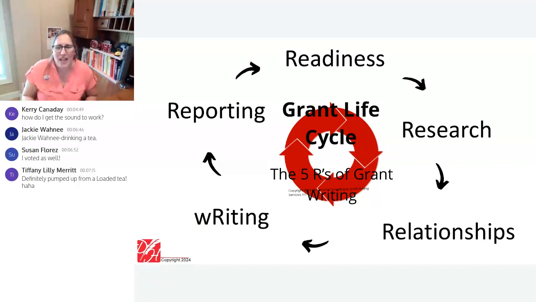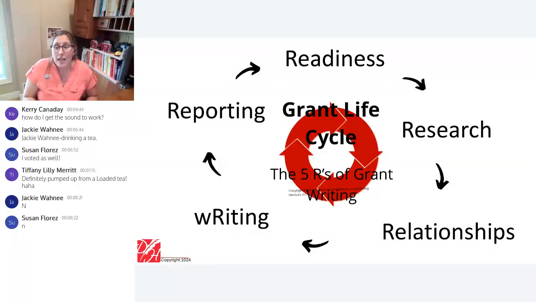So today's tips are all anchored in the grant life cycle. If you want to let me know in the chat box, how many of you have heard that phrase before, whether from me or somewhere else in the field? Could you let me know in the chat box? Y for yes, N for no. How many of you have heard the phrase, the grant life cycle before?